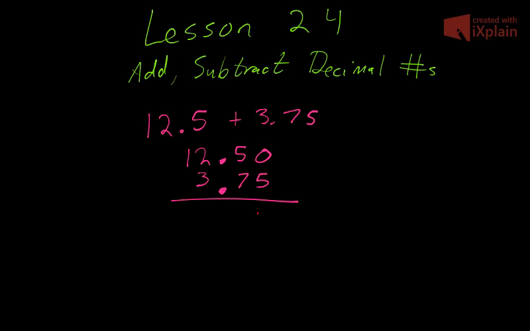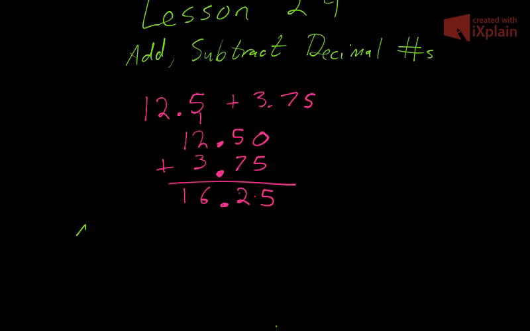I can put a 0 here where there was no number. 0 plus 5 is 5. 5 plus 7 is 12. Write the 2 and carry the 1. 1, 2, and 3 is 6, and my 1 comes down, that is 16.25.